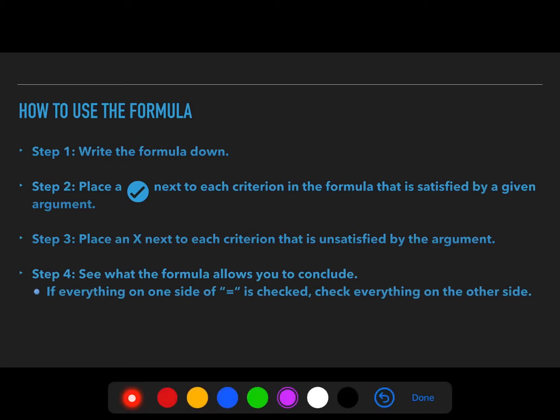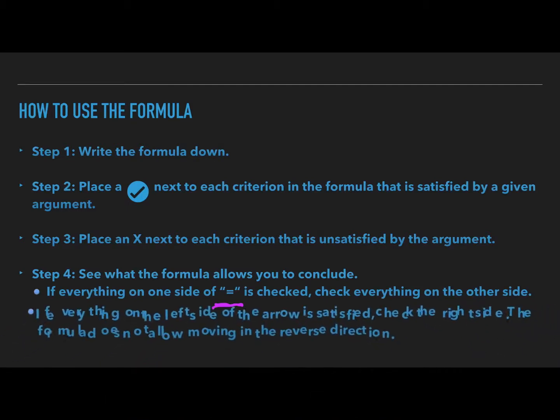Now, if you have everything on one side of the equals checked, then you're able to check everything on the other side because it's an equals. If you do some things to one side, you can do it to the other. It doesn't matter whether you start with the left side of the equals or the right side. If you have everything checked on one, you can check it on the other.